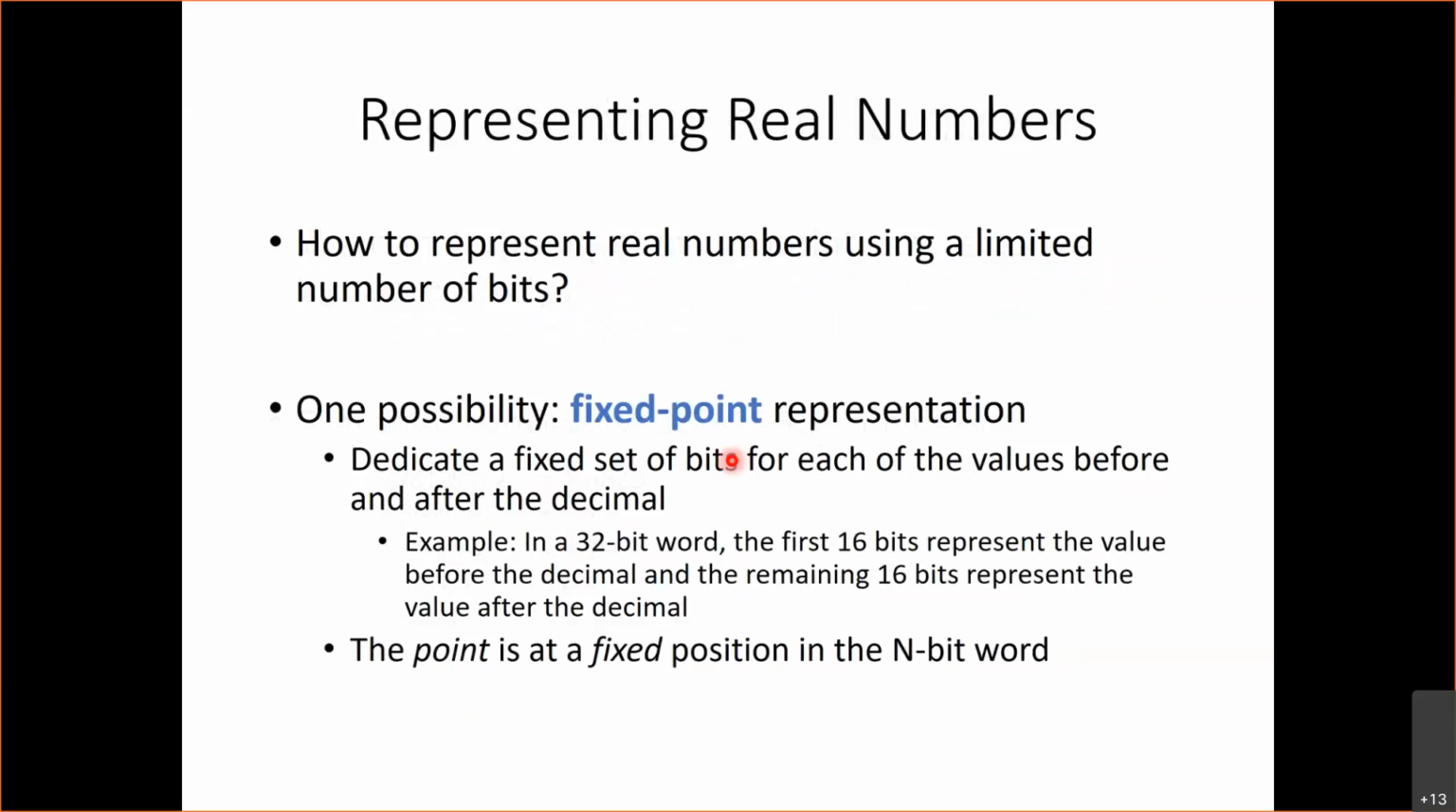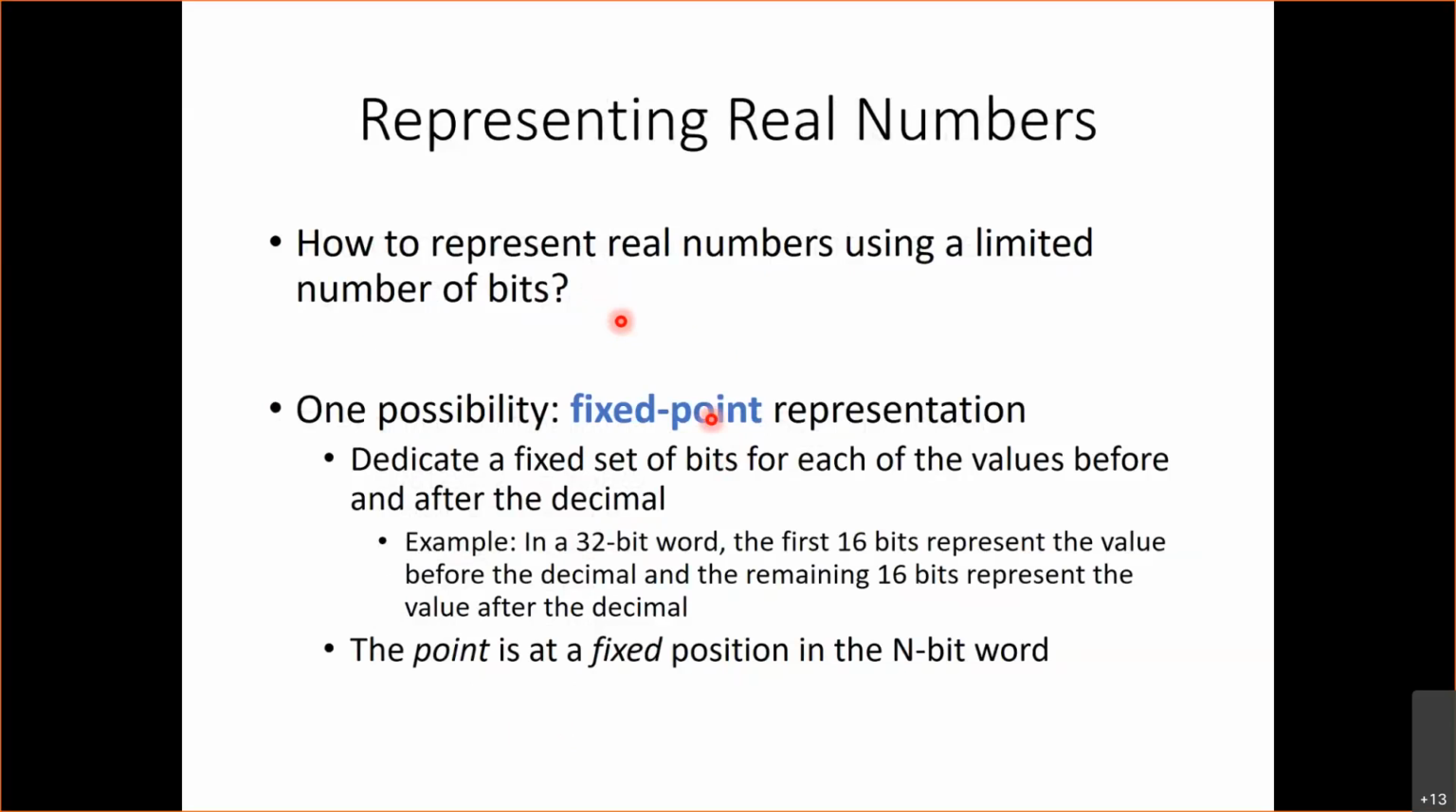We then looked at how we can represent real numbers in hardware, given that we have a limited number of bits. Usually, if you want to store these real numbers, maybe we have a 32-bit register that we would like to store this number in. So the question was, how can I represent real numbers using just 32 bits?